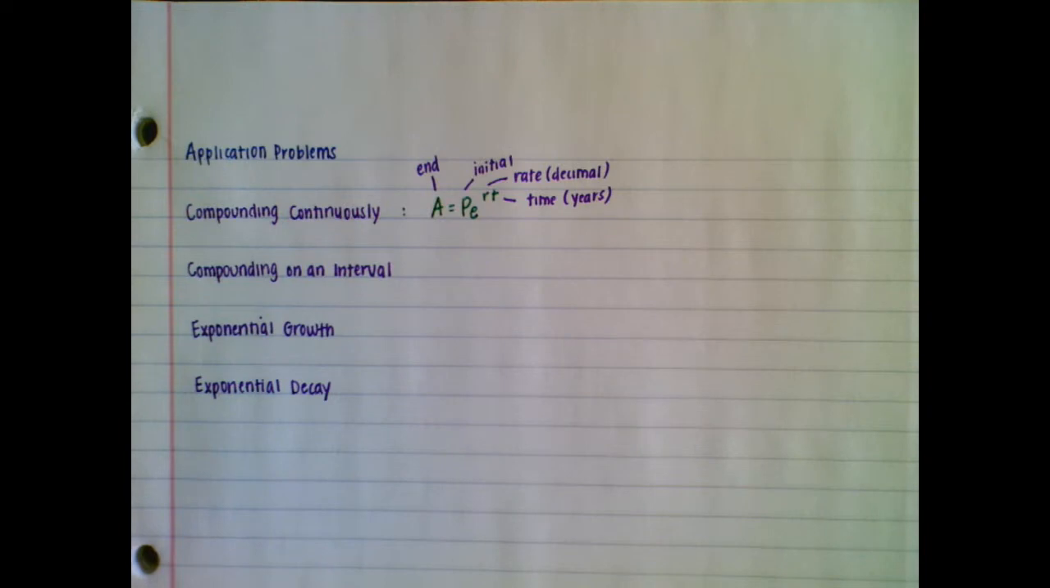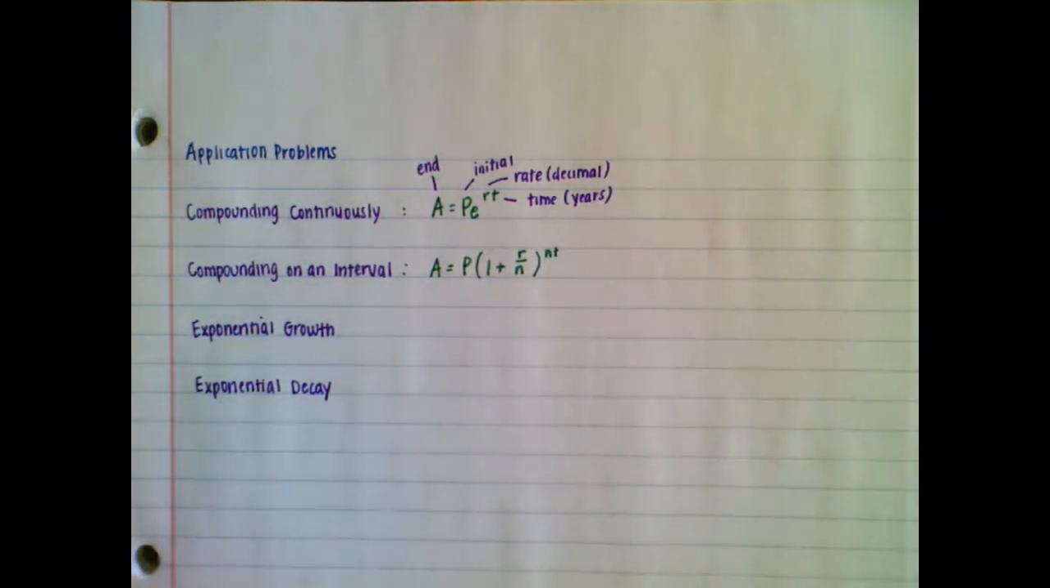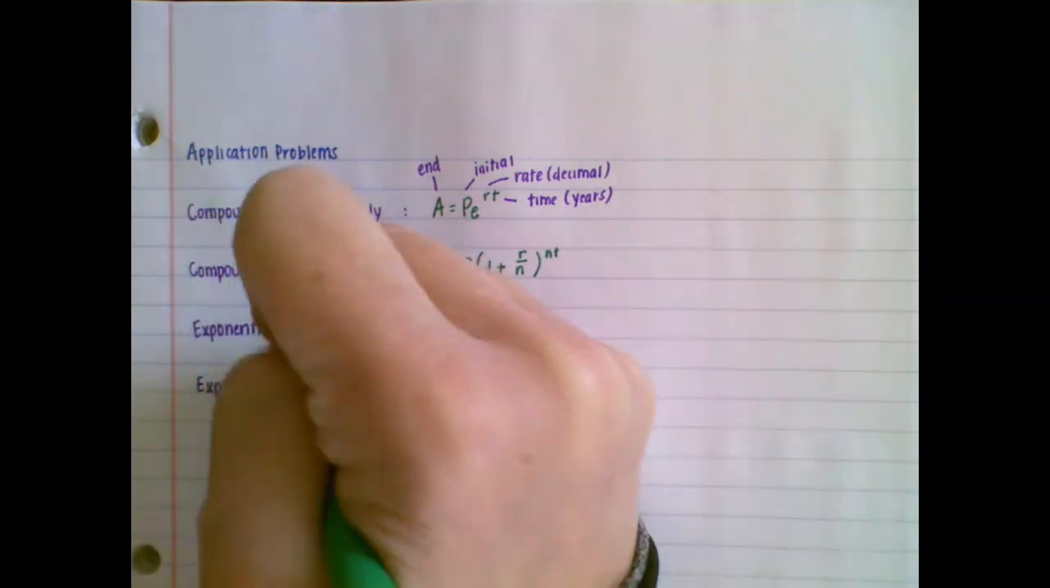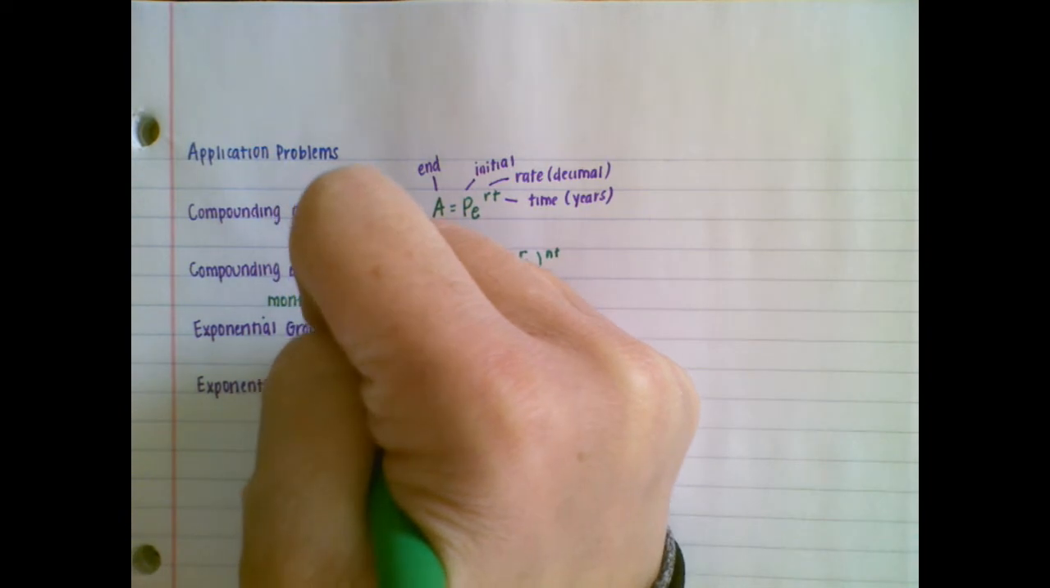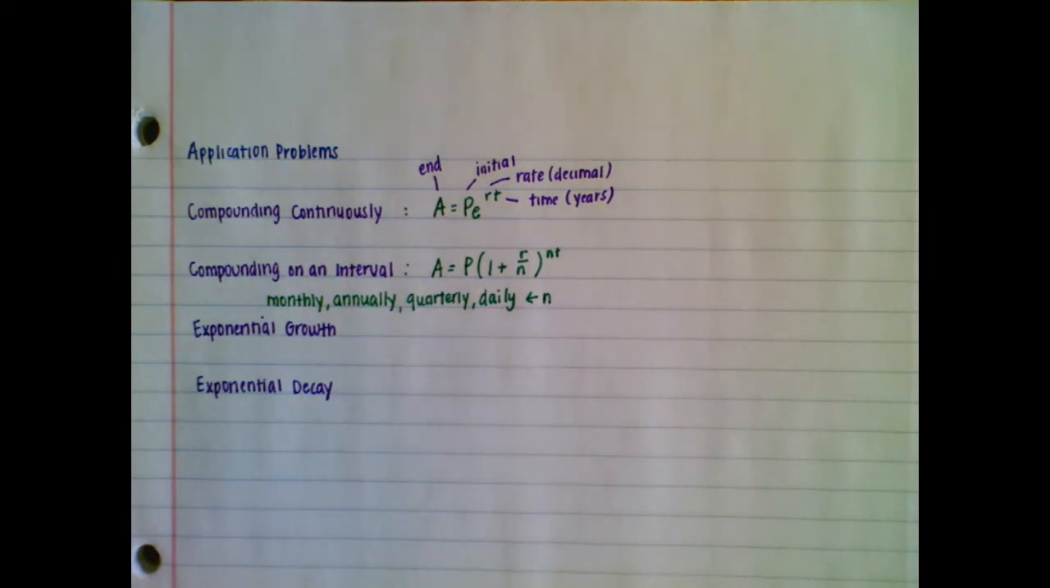So compounding on an interval, that's when you're compounding over daily, monthly, quarterly. So that's going to be a different formula. That is A is equal to P times (1 plus r over n) raised to the nt. And you would know that by some keywords, again, being like compounding monthly, annually, quarterly, daily. And remember that these all have to do with the n value. The A and the P and the r still hold the same as the compounding continuously.